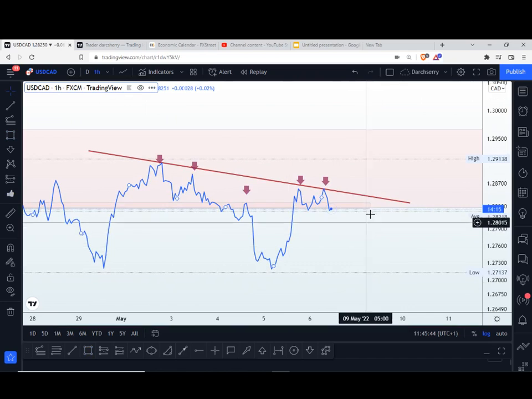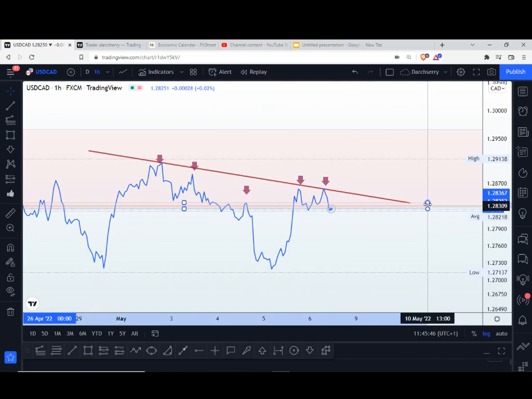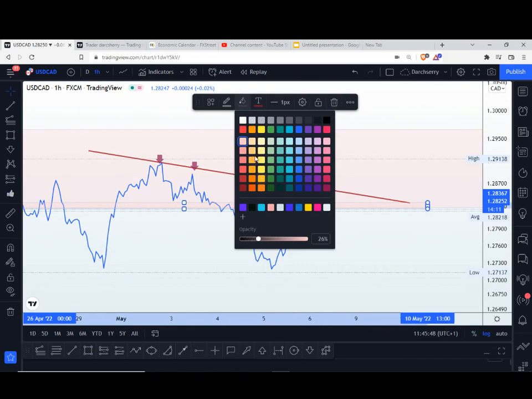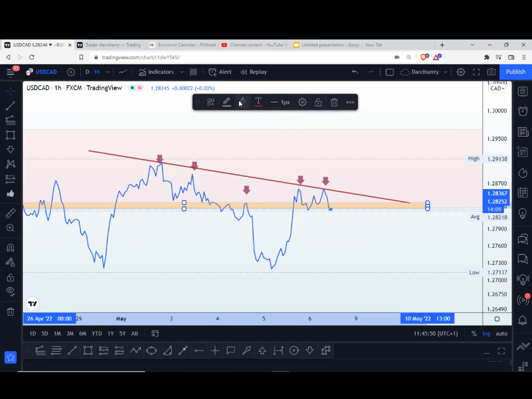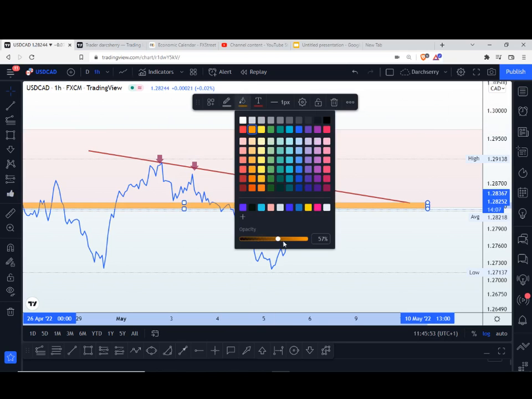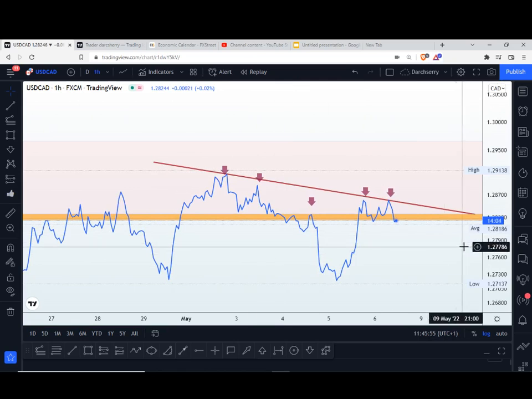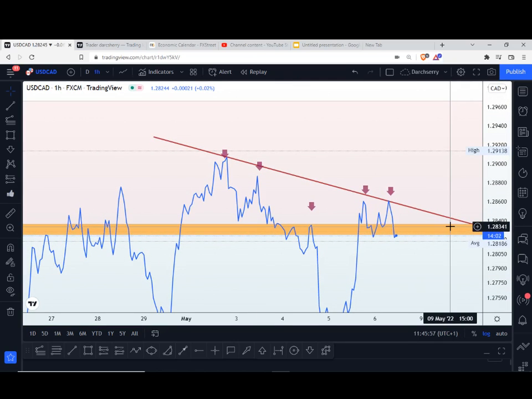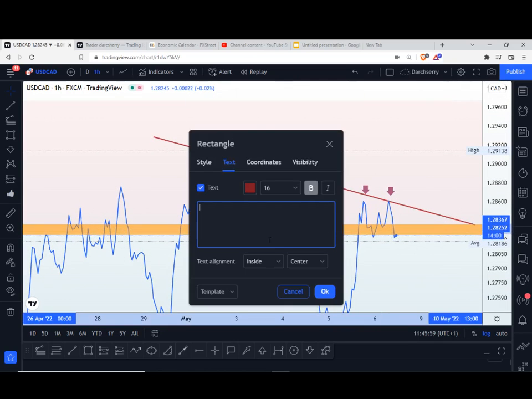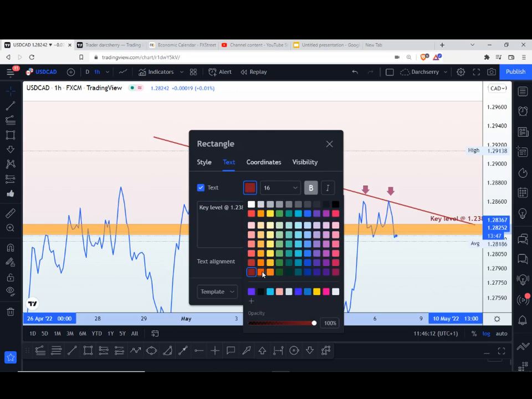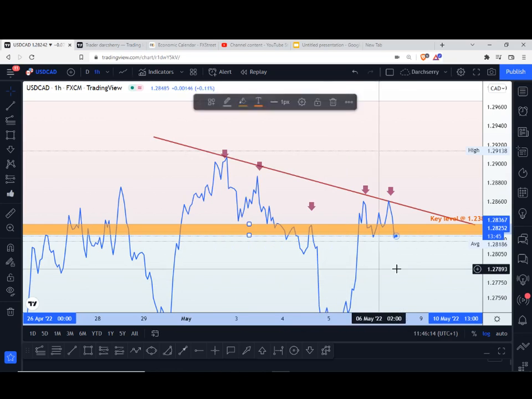So if we look closely, let me draw this out a little bit and then give it a golden color. Our key level is always golden because it's very, very important. So what's our key level now? We have it at 1.28350. So we'll label this key level at 1.28350. Good. Let's place this at the top, at the right hand side, and let's give it a gold color, and there we go.